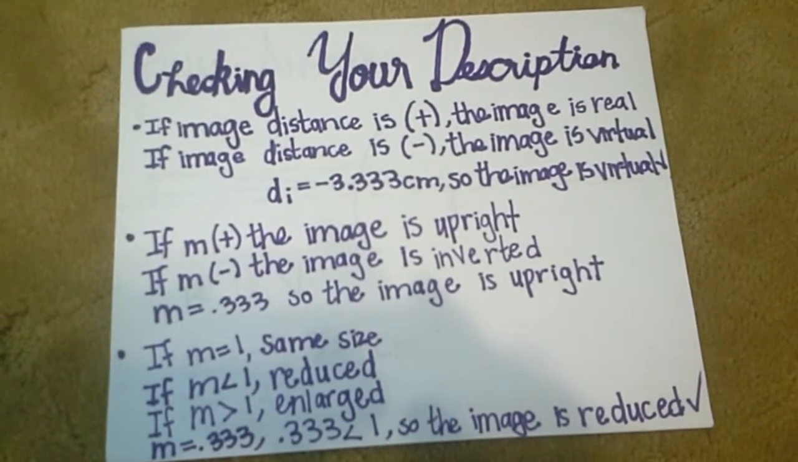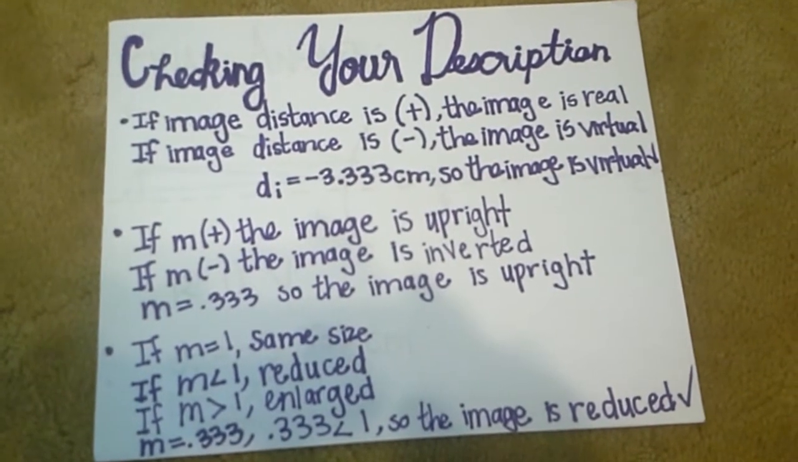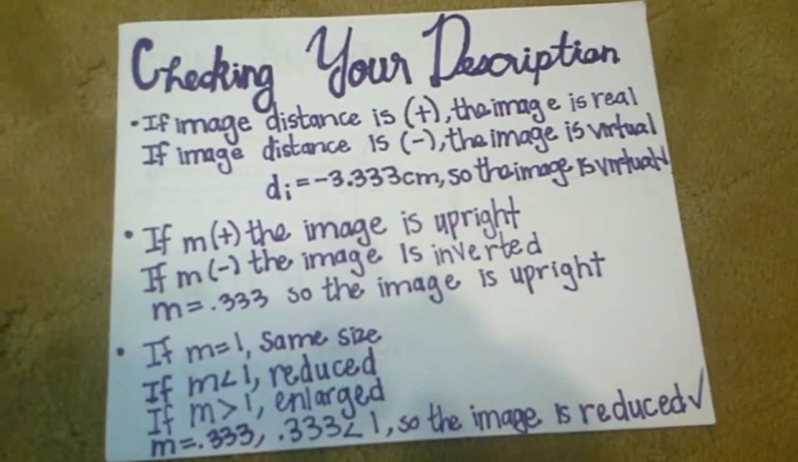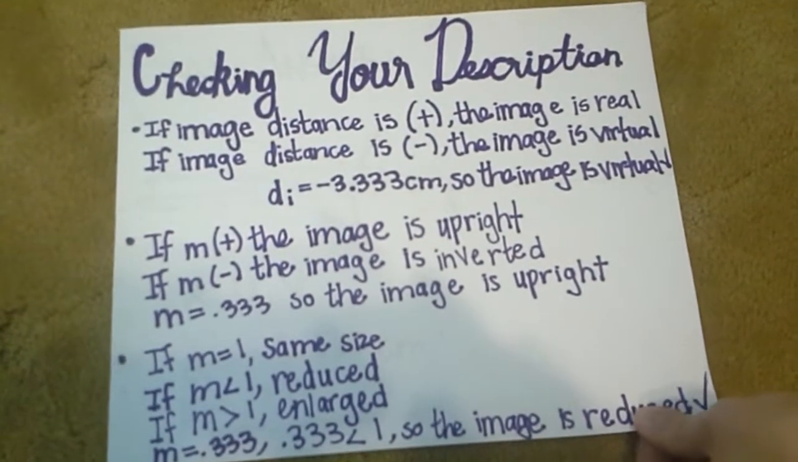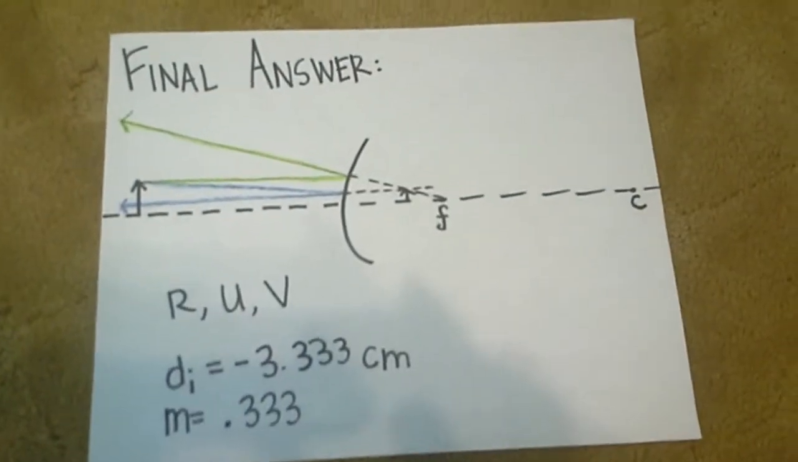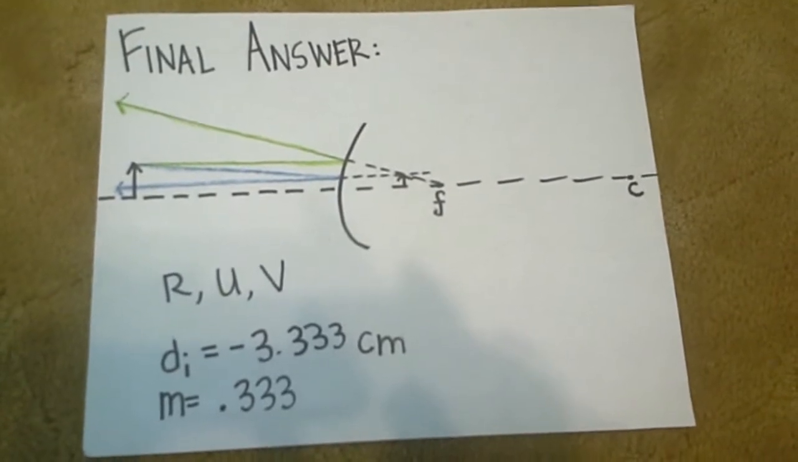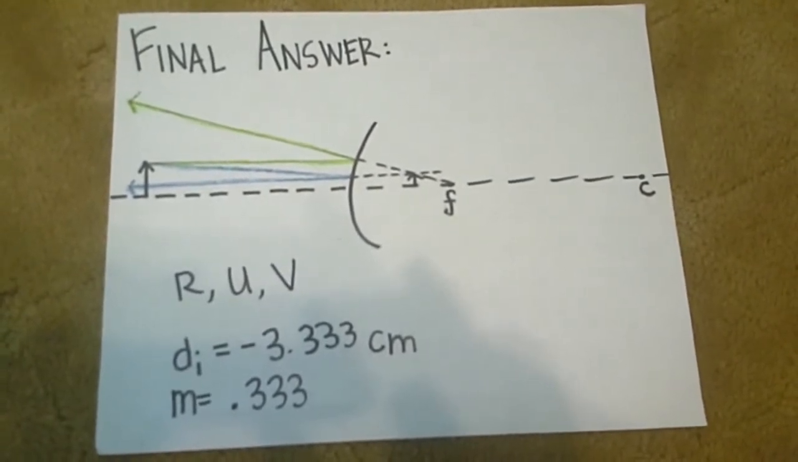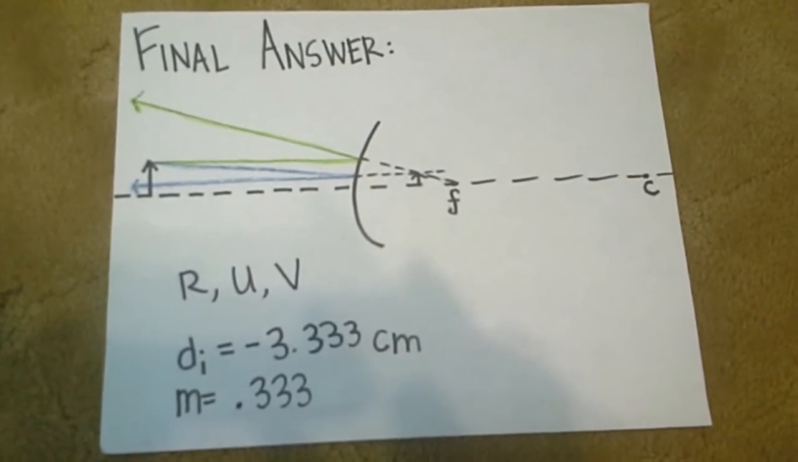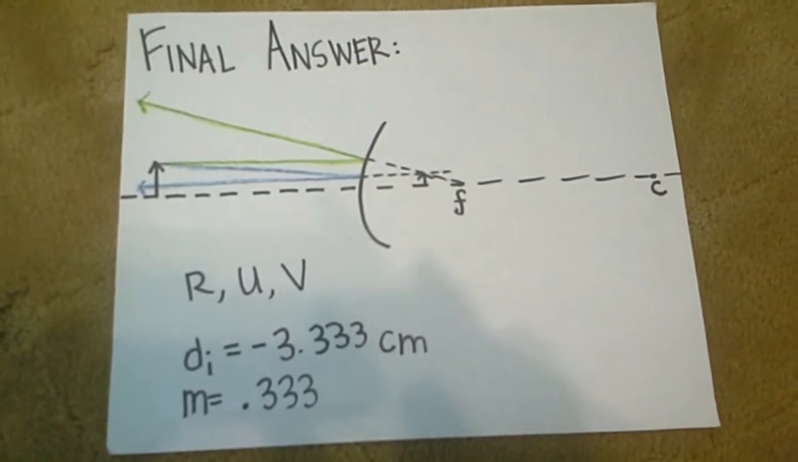Now that you found di and m, you can check your description of your image. Since di is negative, the image is virtual. The image is upright since m is positive, and reduced since m is less than 1. So from the ray diagram, you know that an object placed 10 centimeters from a convex mirror with a focal length of -5 centimeters will produce a reduced, upright virtual image. Furthermore, from using the mirror's equation, you know the image is located 3.333 centimeters behind the mirror, and it is 1/3 times the size of the object.